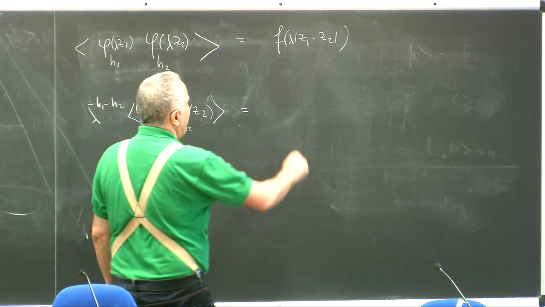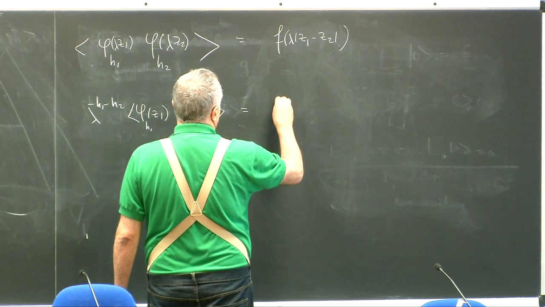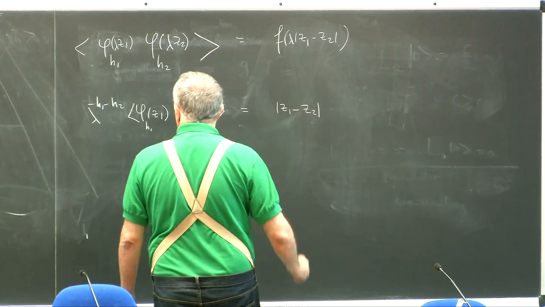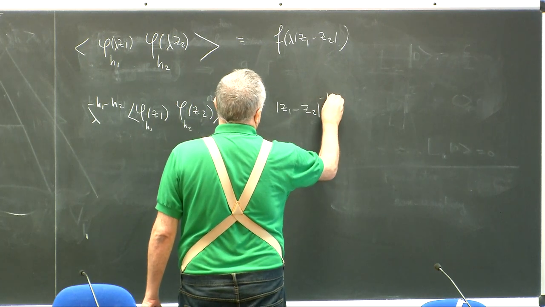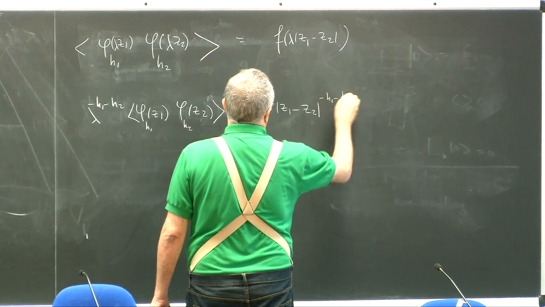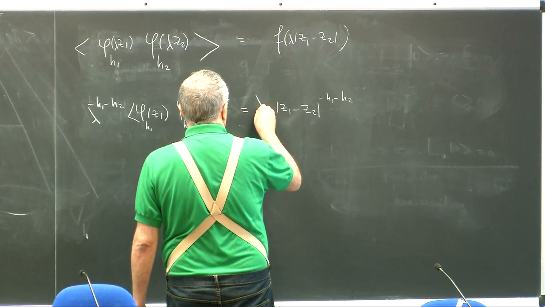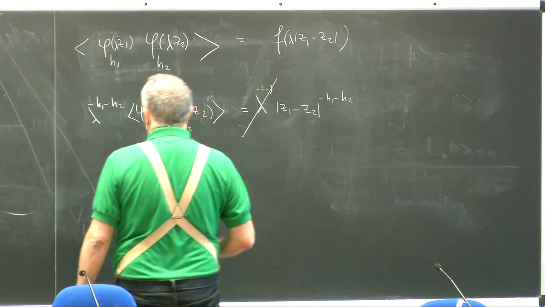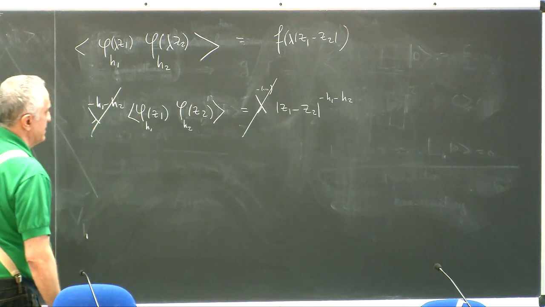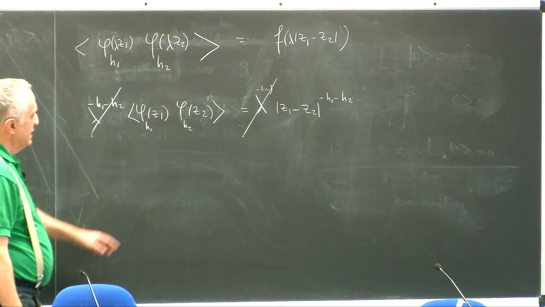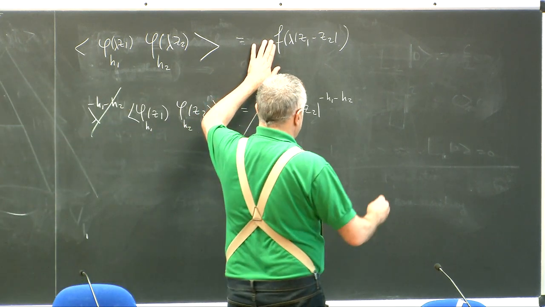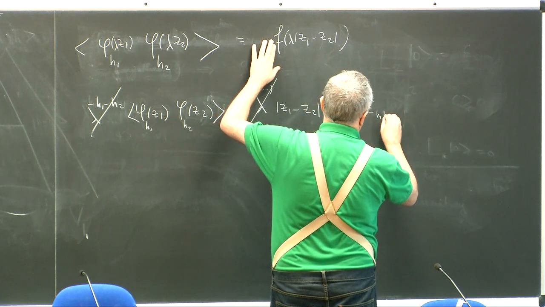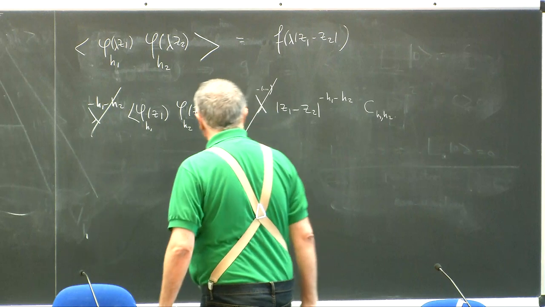So f has actually no choice than being z1 minus z2 to the power minus h1 minus h2, and therefore lambda appears and is cancelled. F can have a constant term as well, which depends on h1 and h2. That's all.